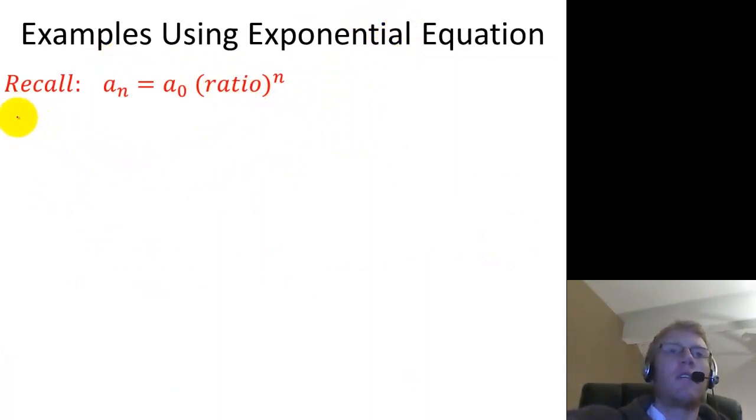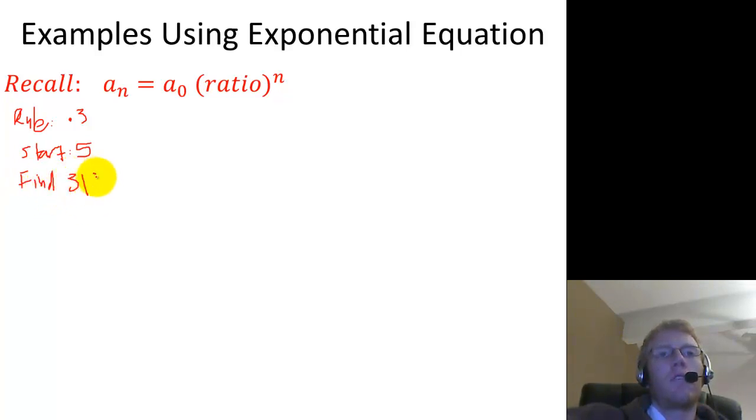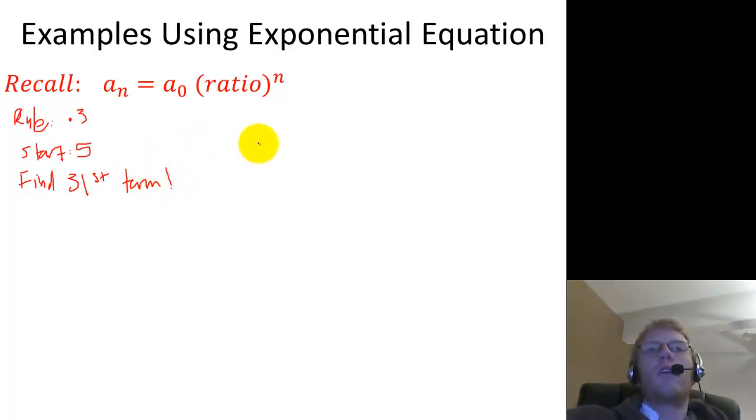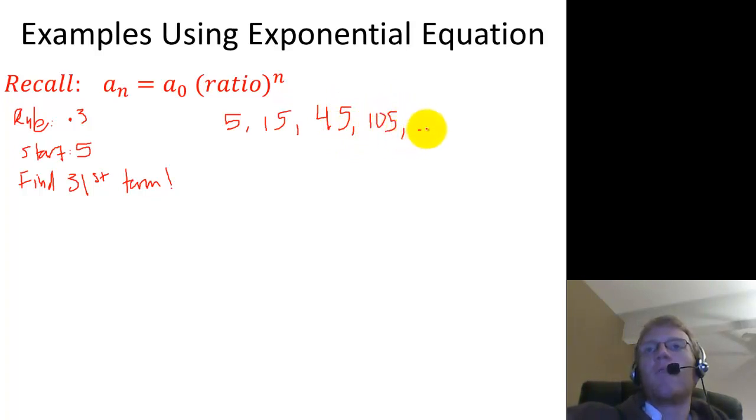Let's find, given the rule times 3 and the starting value of 5, let's find the 31st term. Okay, so we could start writing the sequence, right? I'm going to start at 5, times 3 is 15, times 3 is 45, times 3 is 135, and we could just keep going. But to do that, to get the 31st term is going to be really, really time consuming. So we can use a shortcut.